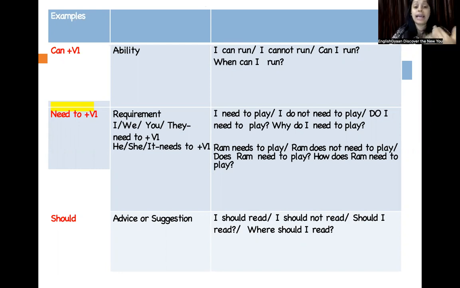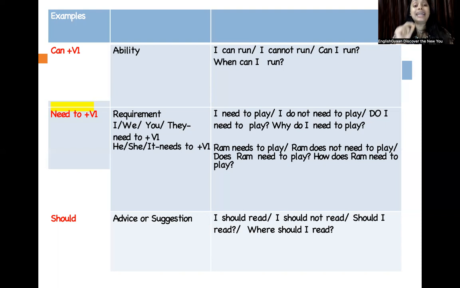So I can run. Negative, I cannot run. The question will be, can I run? How can I run? When can I run? Why can I run? So this is nothing but the formula to frame a statement. I can run, मैं दौड़ सकती हूँ. I cannot run, मैं नहीं दौड़ सकती. Can I run? क्या मैं दौड़ सकती हूँ? How can I run, or when can I run? This is how you are going to make use of the term can. So all you need to remember is can is ability, करने की क्षमता.